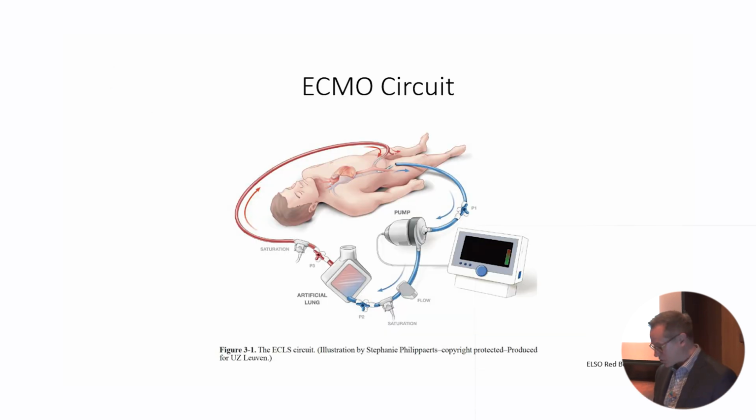So this is an ECMO circuit. Essentially, this is a picture from the Red Book. You're drawing blood out of a vein and running it through a pump, and that pump is pumping the blood through a membrane lung, where oxygen is being added and carbon dioxide is being removed. And then the oxygenated blood is being returned to the body, either through a vein, if you're just trying to perform the job of the lungs, or you can also return this blood into an artery if you're trying to also provide hemodynamic support, if your patient needs help with their heart and their lungs.